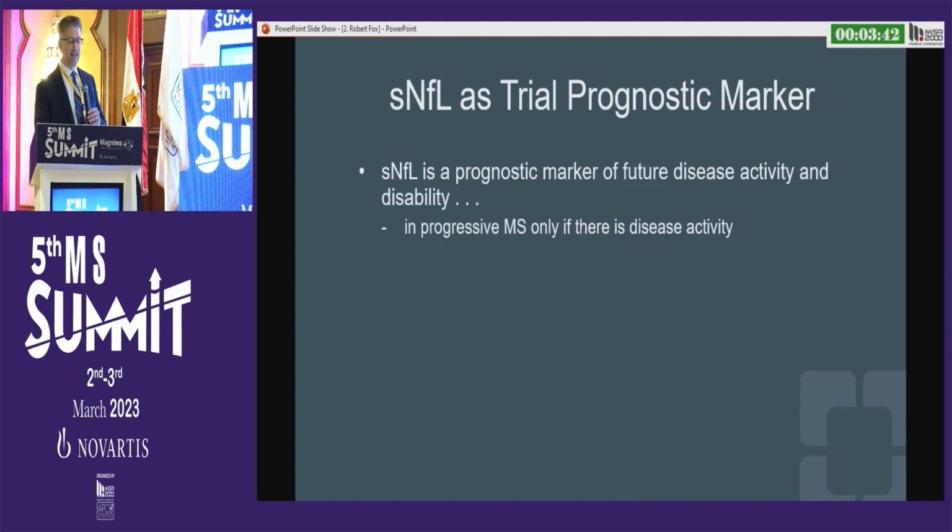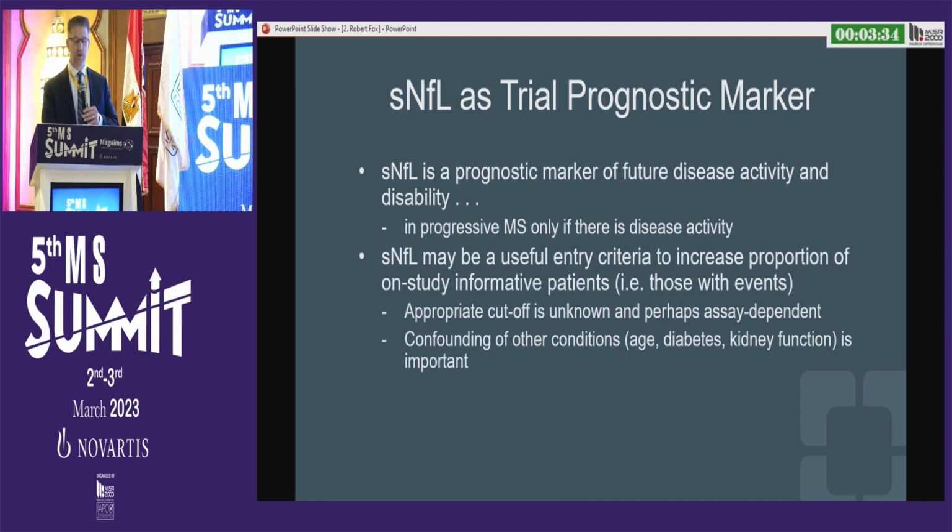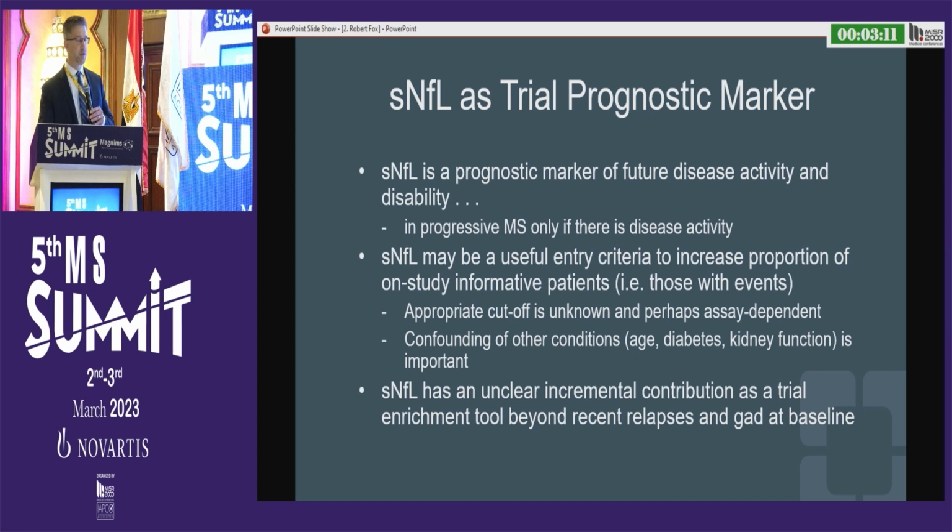So NFL is a prognostic marker of future disability, activity, and disability in progressive MS, but only if there is disease activity. When you take disease activity away, it's not really helpful. So how might we be able to use it? You can use NFL as entry criteria, but it's sort of reflecting patients with recent disease activity. And hopefully you'll be looking at an anti-inflammatory therapy to understand, and there is confounding with other conditions like age, diabetes, and kidney function. So to me, it has an unclear incremental contribution as a trial enrichment tool beyond looking at previous relapses and MRI disease activity.